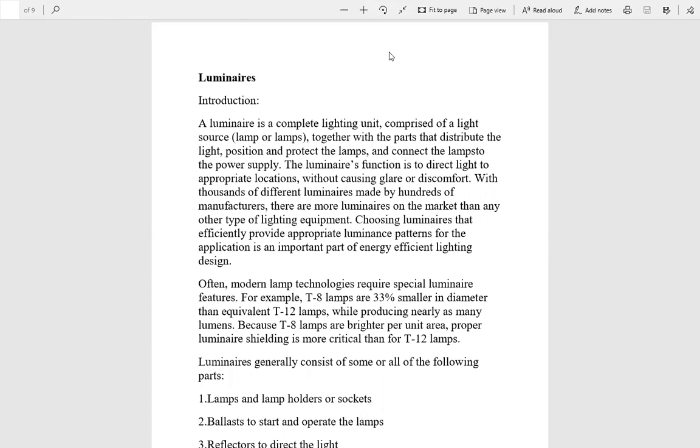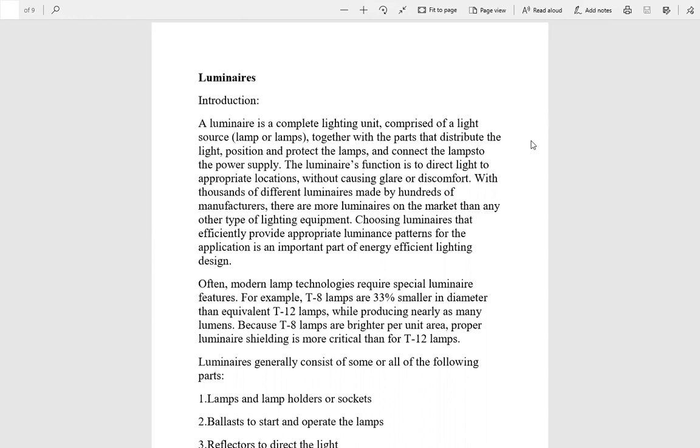With thousands of different luminaires made by hundreds of manufacturers, there are more luminaires on the market than any other type of lighting equipment. Choosing luminaires that efficiently provide appropriate luminance patterns for the application is an important part of energy efficient lighting design. Often, modern lamp technologies require special luminaire features.